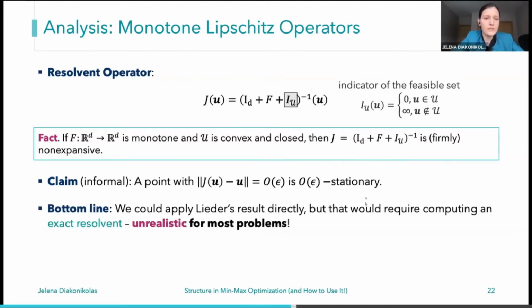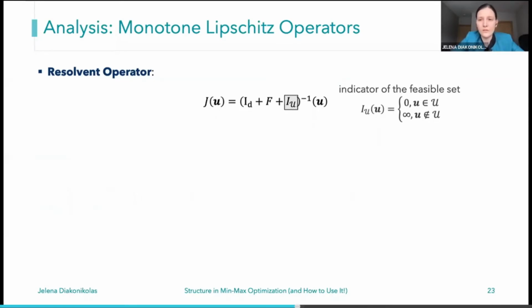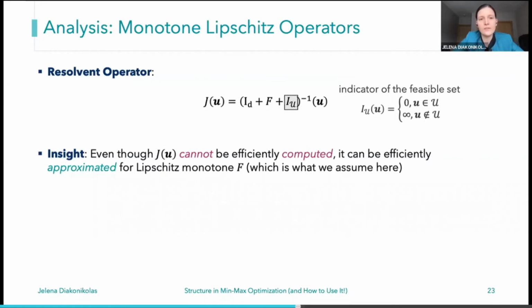So the bottom line is that you could apply known results for Halpern iteration, but those would require you to compute this resolvent exactly. And that's something we know how to do only for some very special problems. In most cases, we don't. So what do we do then? Well, it turns out that even though you cannot really efficiently compute it, you can efficiently approximate it.